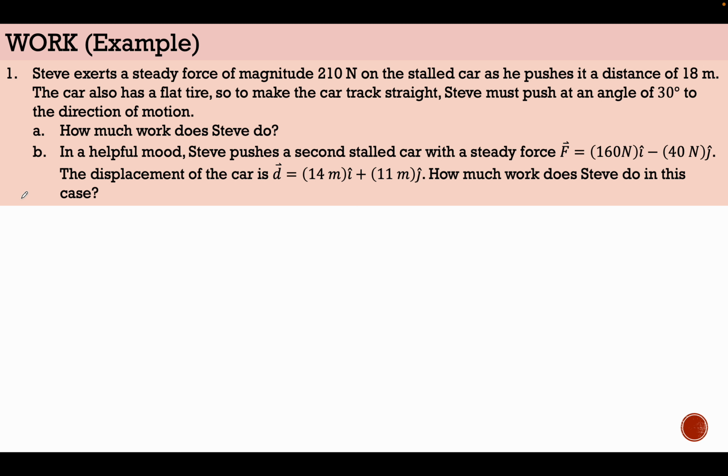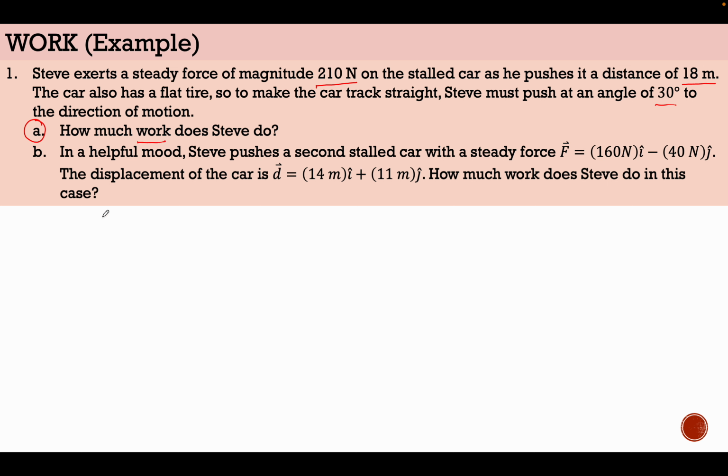Steve exerts a steady force of magnitude 210 newtons on the stalled car as he pushes it a distance of 18 meters. The car also has a flat tire, so to make the car track straight, Steve must push at an angle of 30 degrees to the direction of motion. This case is for letter A. Since we have letter A and letter B, this situation here is for letter A. Here the question is, how much work does Steve do?